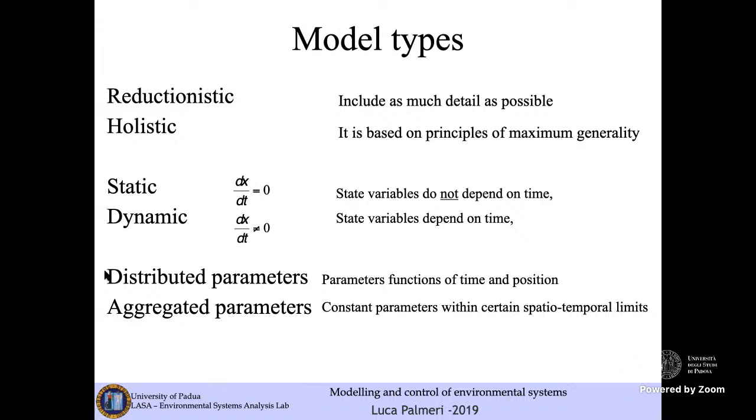So, defining certain spatial and temporal limitations, inside these limits we may consider the parameters constant. You may understand that these are, again, approximations. Of course, aggregated parameters models are easier to treat compared to distributed parameters models. As well, static or stationary models are easier to describe than dynamic evolutionary models.